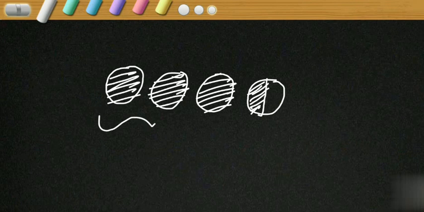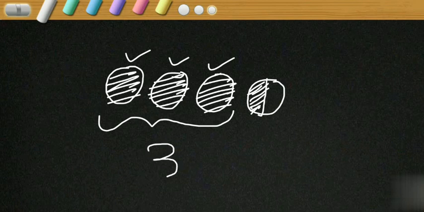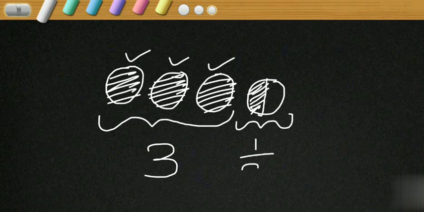So here, how many circles are there in this part? 1, 2, 3. So how do we represent this numerically? 3, isn't it? What is the fraction corresponding to this one? Among two equal parts, only one is shaded. What is it? Yes, 1 by 2.